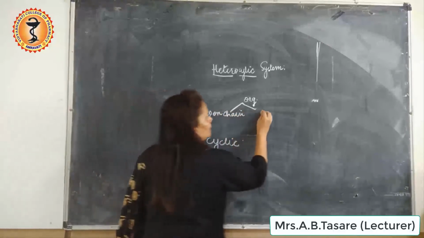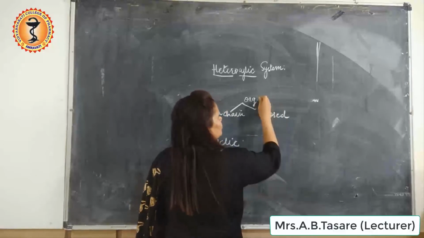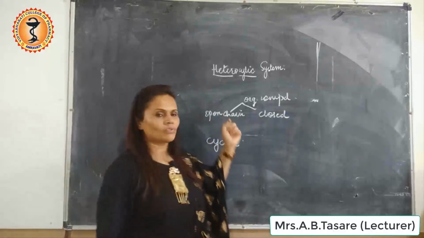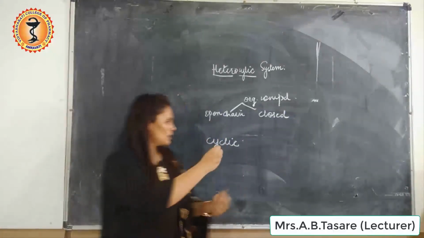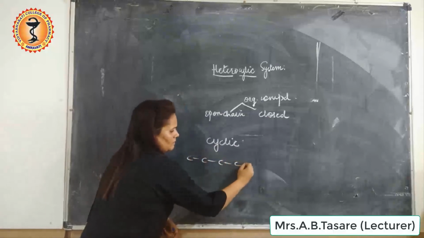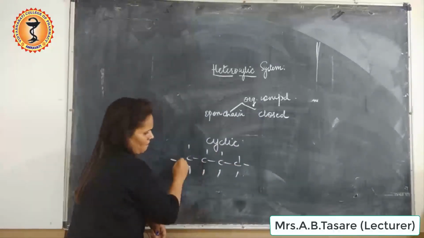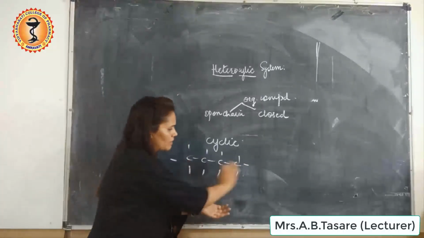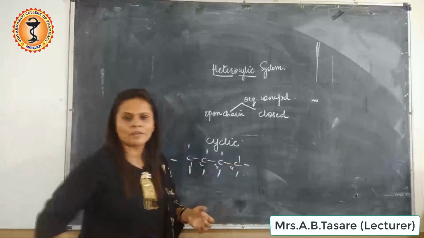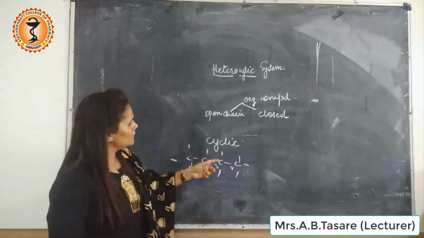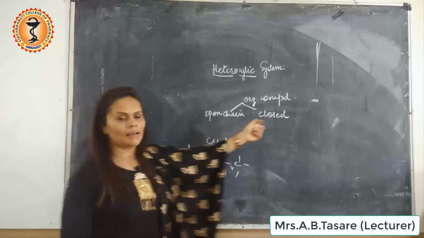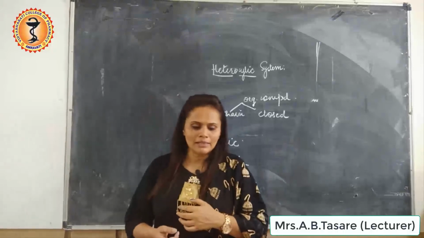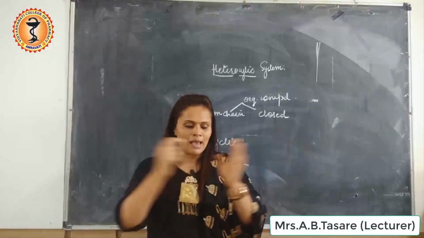Open chain and closed chain, right? So what will open chain compounds be? Once you know your carbon skeleton, which means the number of carbon atoms present, based upon that you will categorize the compound as open chain or closed chain. When we say open chain, what strikes our mind? That it will again be an unbranched chain and a branched chain.